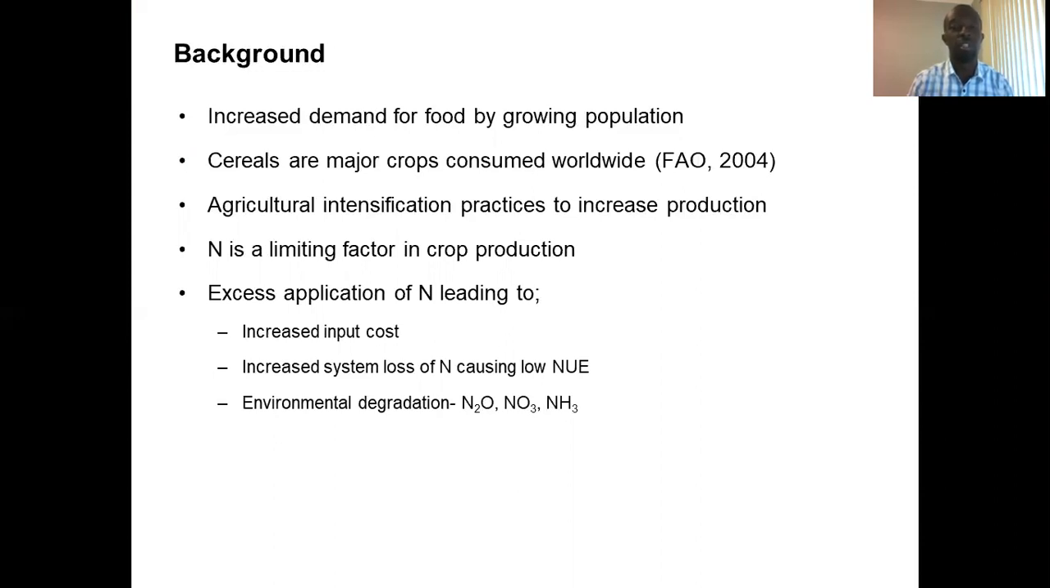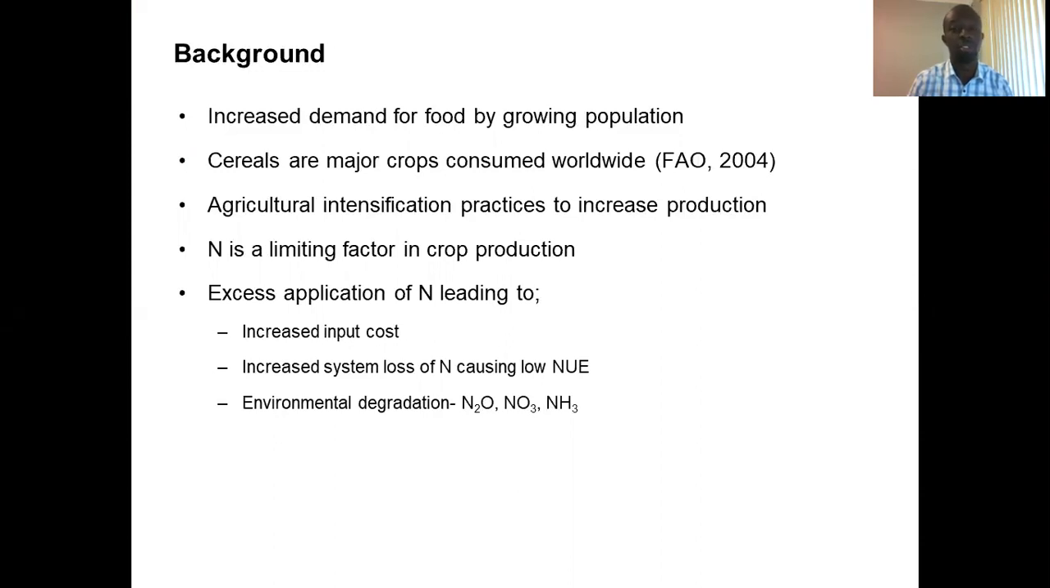So nitrogen is a limiting factor in crop production, and this means adding this nutrient to supplement what's in the soil. But usually we see excess application, which leads to increased input costs to the farmers, as well as increased system losses that reduce nitrogen use efficiency.